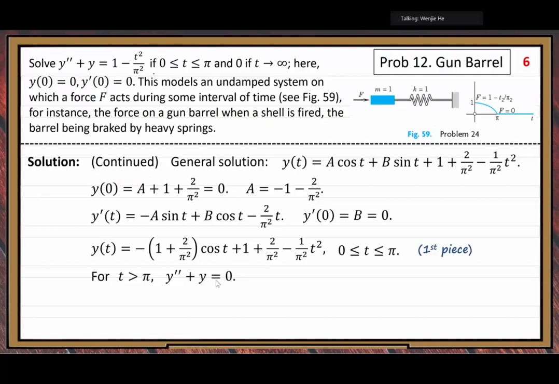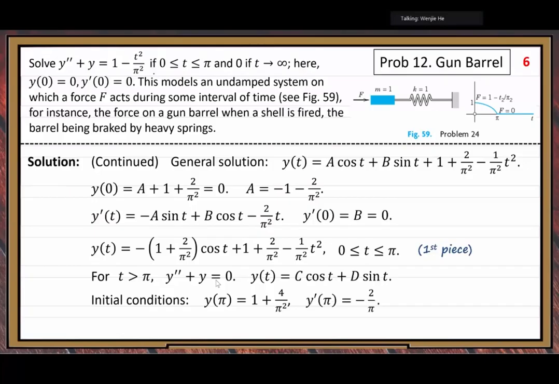For the second piece, only solve this very simple homogeneous equation, sine cosine. Determine C, D. What appropriate initial values do you want to use? Initial conditions here, pi. You plug into this solution. So what's the y of pi? You plug in t equals pi, and you get this number.